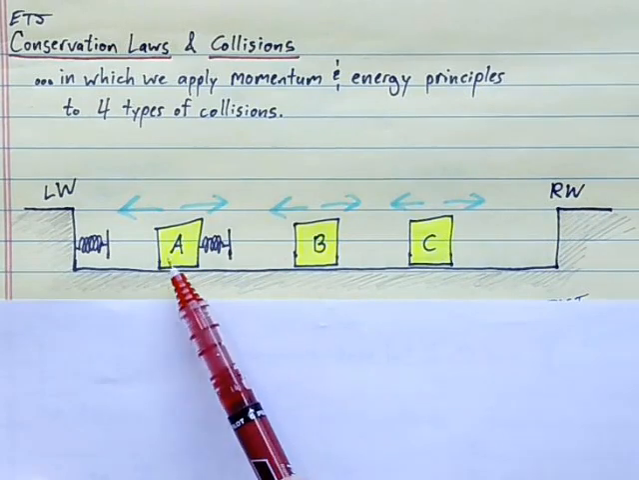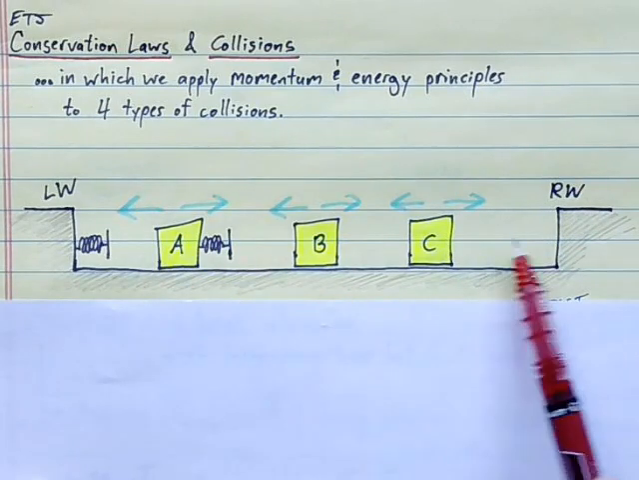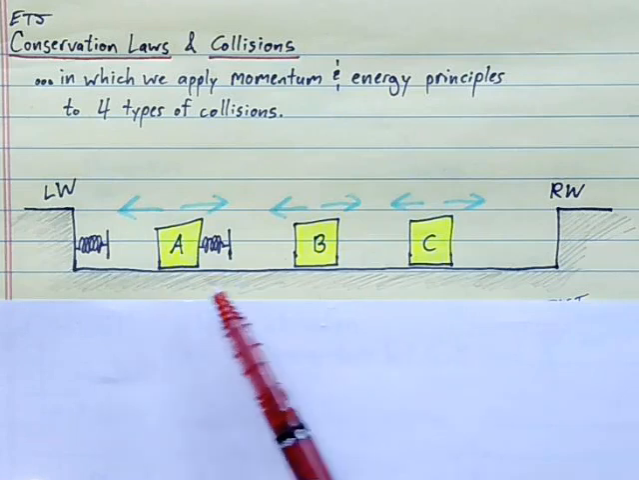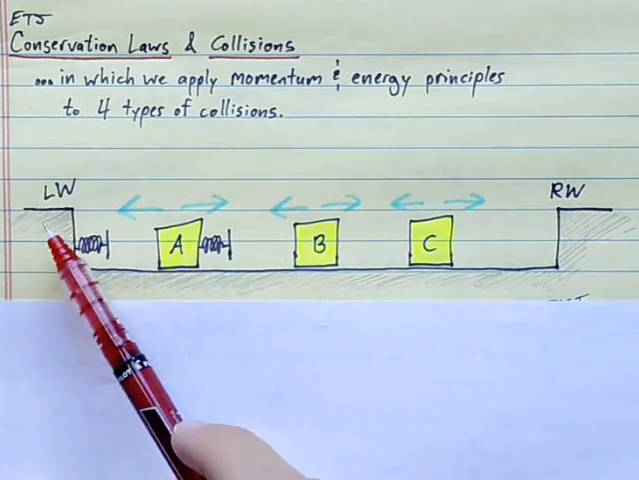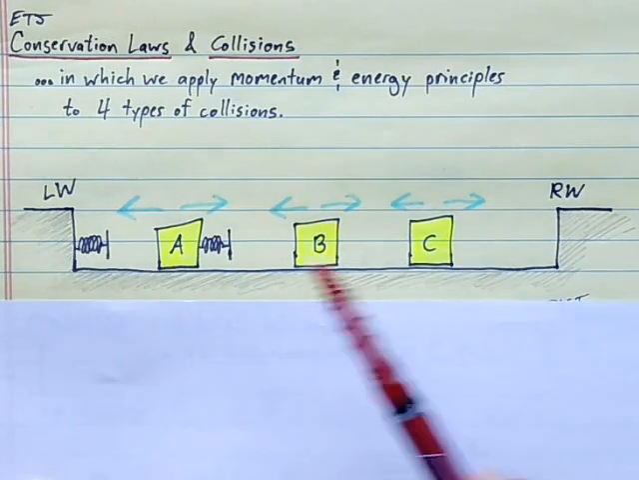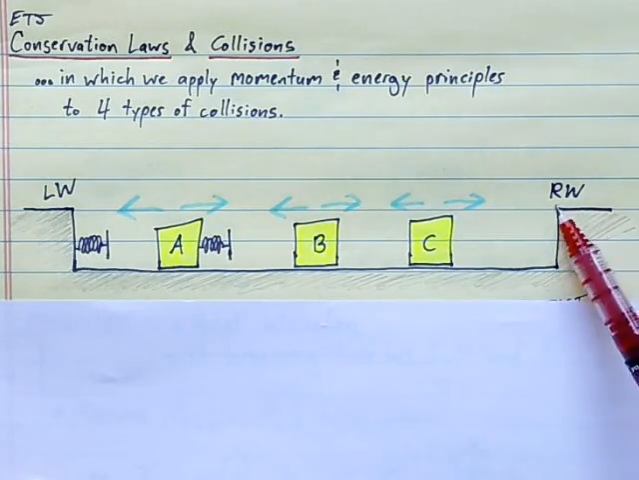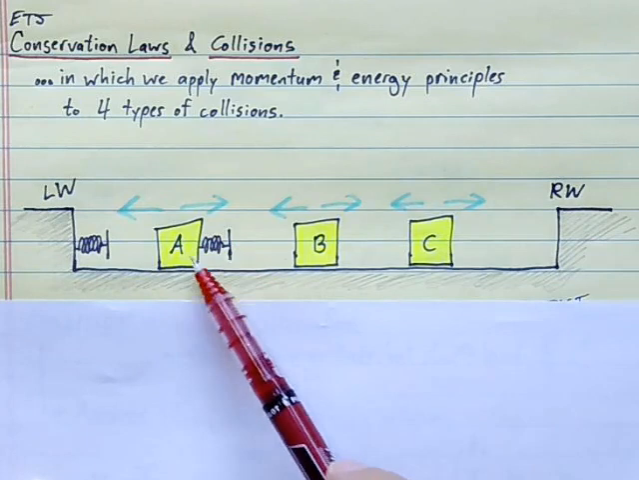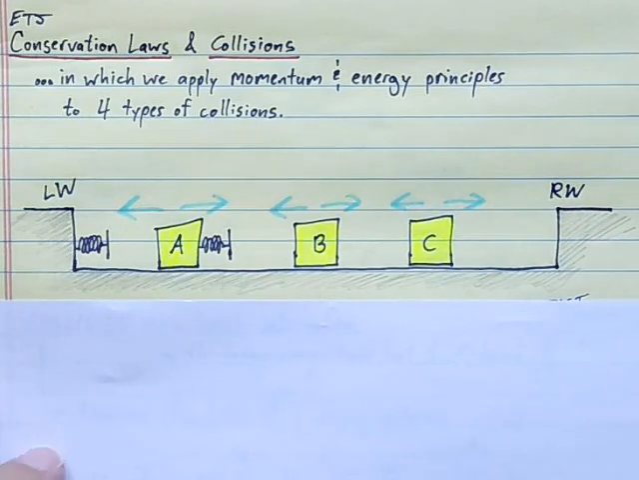I've got these 3 boxes, say, all sliding around, knocking into each other, and a wall on the left, a left wall with an elastic spring on it, a wall on the right with no spring, the right wall, and box A happens to have an elastic spring attached to it.